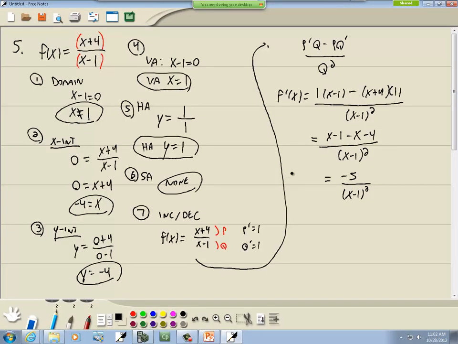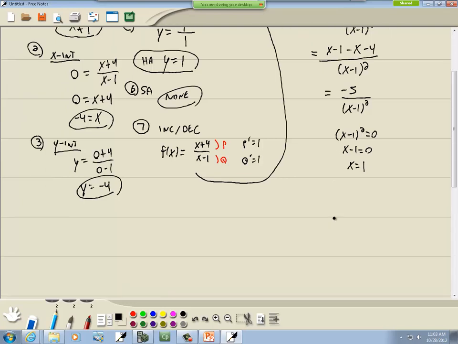Okay, find our critical values. Set top part equal to 0, but there's no x there, so don't need to do anything with it. We'll set the bottom part equal to 0. So we got x minus 1 squared equal to 0. Again, whenever you have 0 on the side, you got a power, you can just drop the power. So we got x minus 1 equal to 0, or x is equal to 1. Now remember what our domain is. We said domain x cannot equal 1. So we're not going to have an extrema, but that doesn't mean that won't tell us something about the increasing and decreasing.